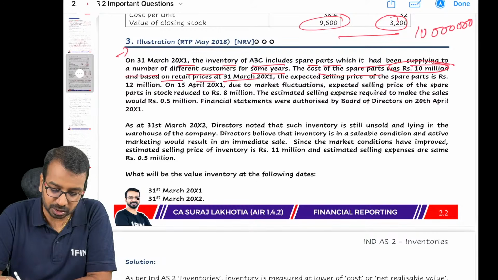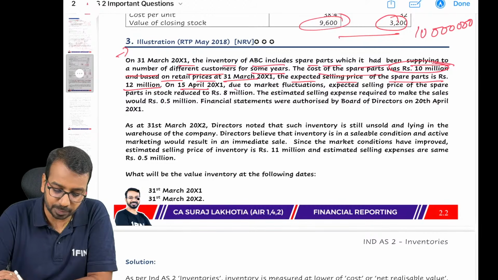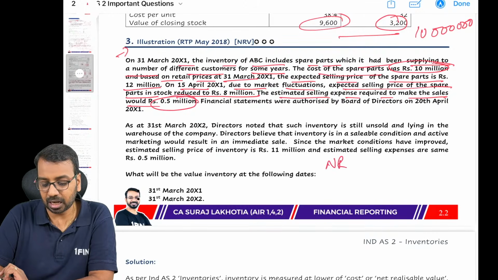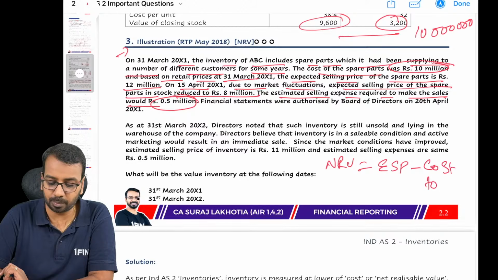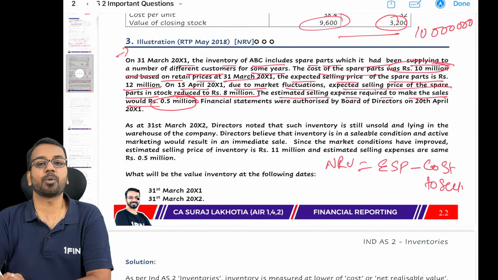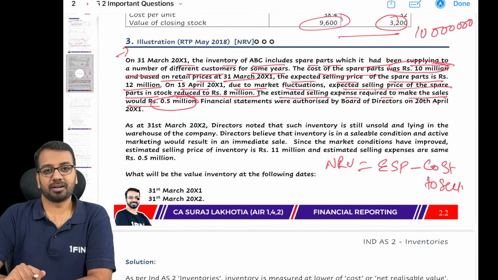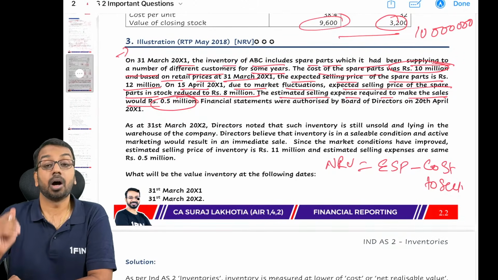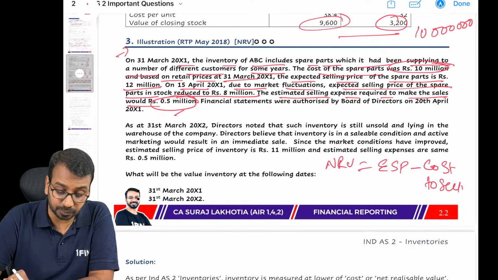Based on retail prices on 31st March, expected selling price of the spare part is 12 million. On 15th April, due to market fluctuation, expected selling price of the spare part reduced to 8 million. Estimated selling expense required to make the sales would be 0.5 million. What is NRV? NRV is equal to expected selling price minus cost to sell and cost to complete. Now in this case, the question is, should we consider the NRV or the sale value on 31st of March, or should we consider on 15th of April?